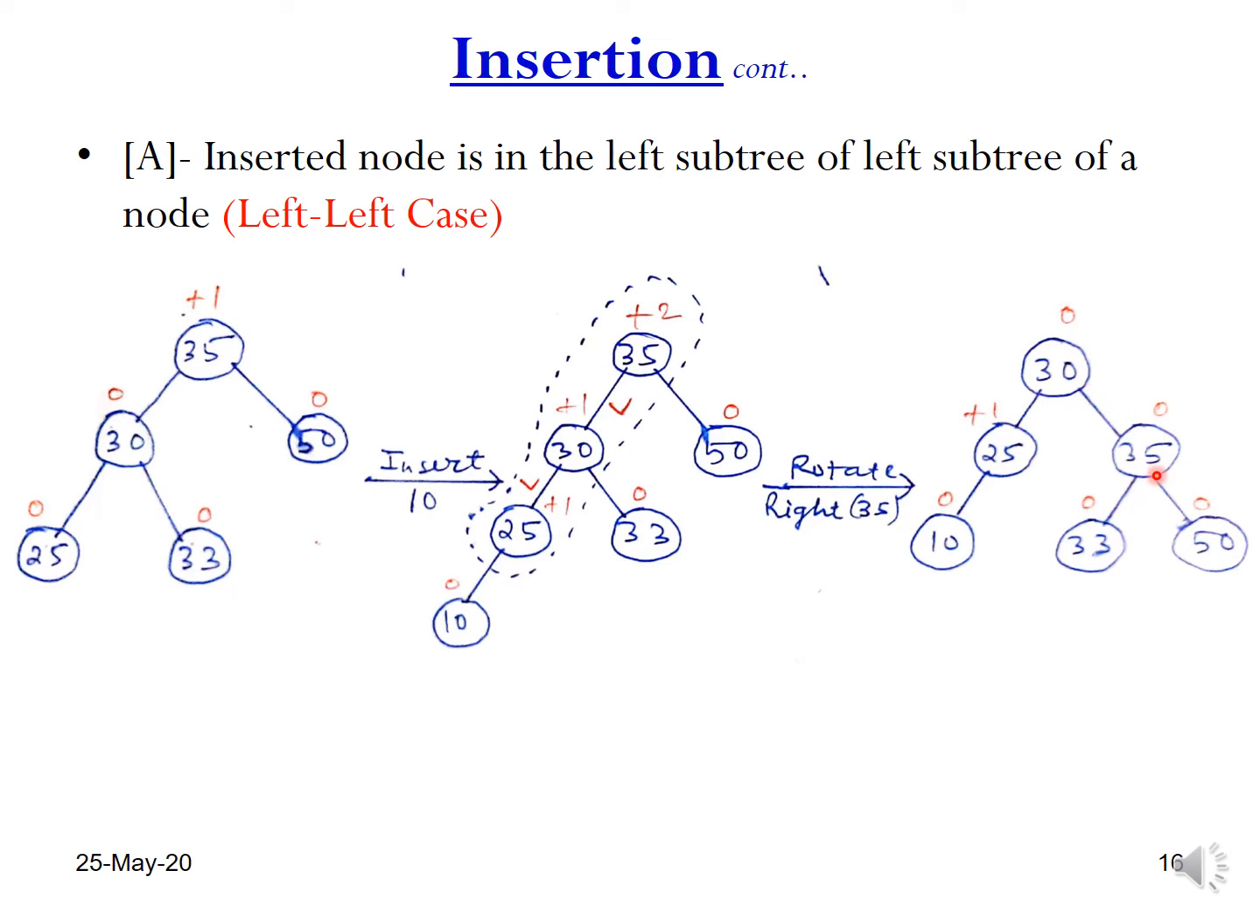This is 35 and this is 33 and this is 50, 10, 25, 30. We can see now we can calculate the balance factor. The balance factor of all the nodes is less than or equal to 1, so it is an AVL tree.